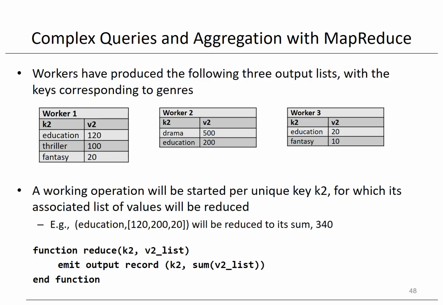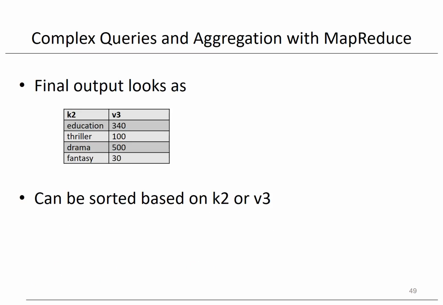Next, a reduce operation will be started per unique key K2, for which its associated list of values will be reduced. For example, education 120, 220 will be reduced to its sum, 340. The final output list hence looks as illustrated above. It can then be sorted based on K2 or V3 to produce the final desired result.